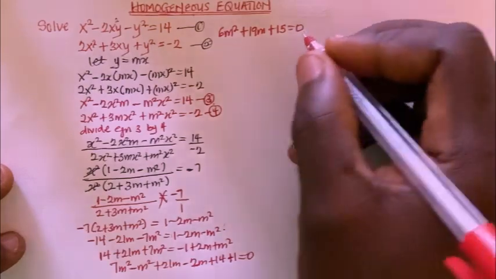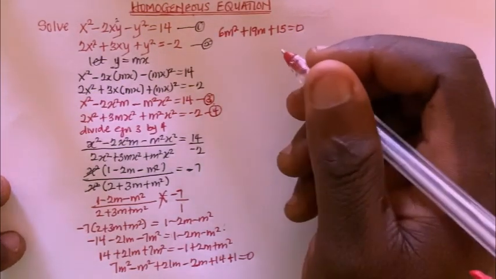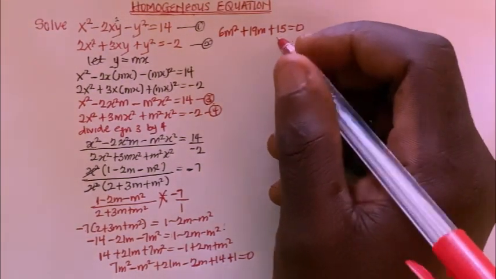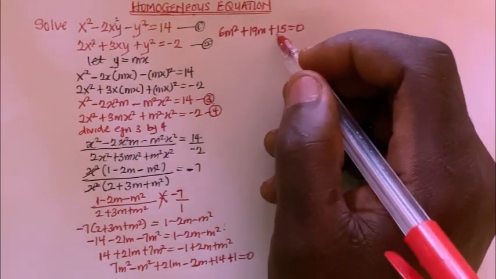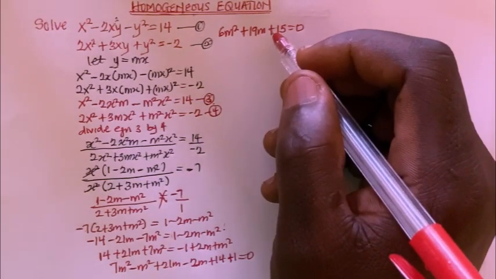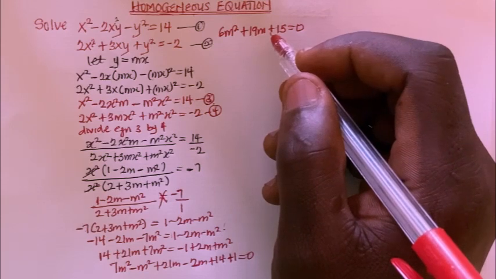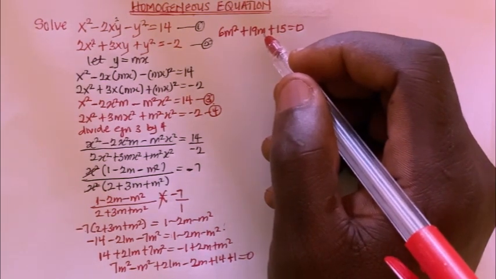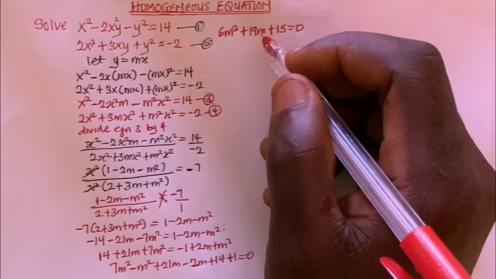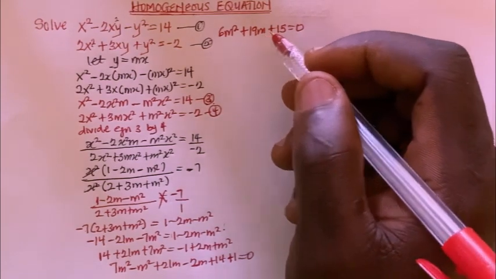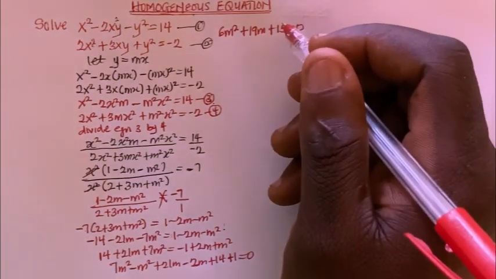Now I'm going to solve this using the quadratic formula. So I'm going to multiply 6 by 15. Now 6 multiplied by 15 should give me, that's 90 exactly. 6 multiplied by 15 is actually what? That's 90.